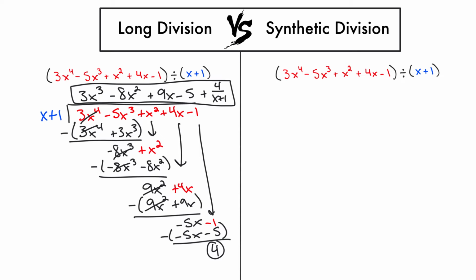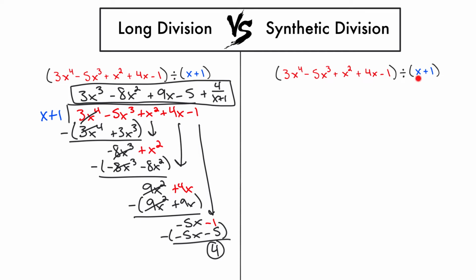The technique I'm about to show you is blisteringly fast by comparison, but there are some caveats to it. There are some limitations. There are only specific times you can use it. You can only use synthetic division if what you're dividing by is a binomial. So there can only be two parts. You can't have an x squared plus 5x minus 3. You can only have two parts.